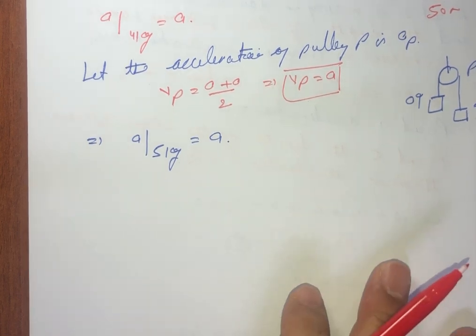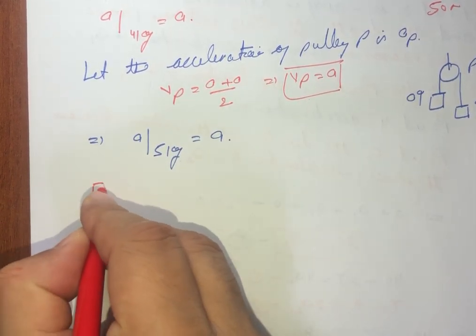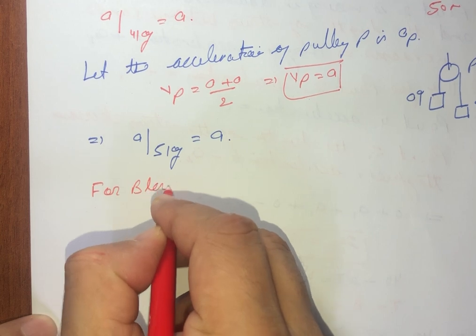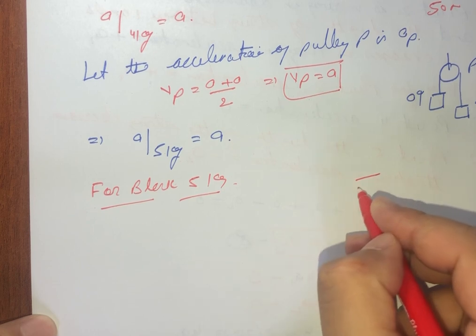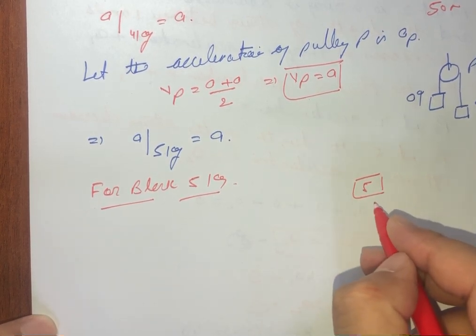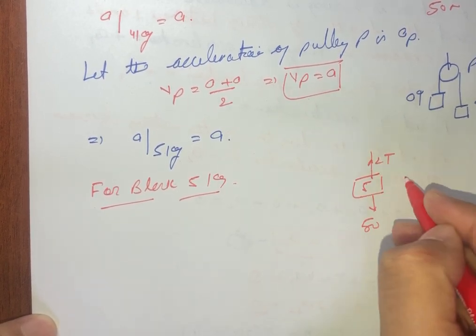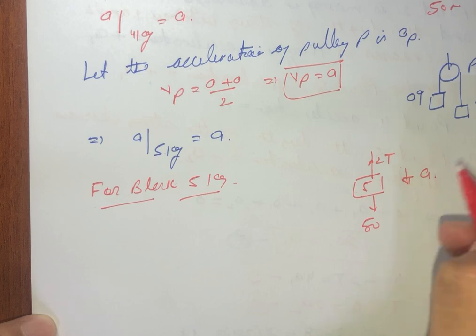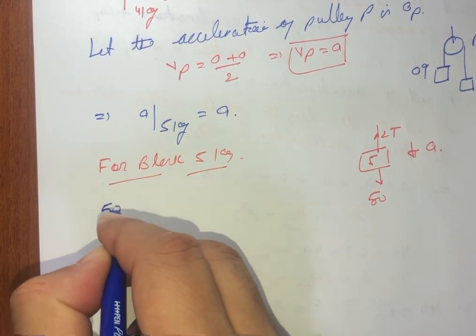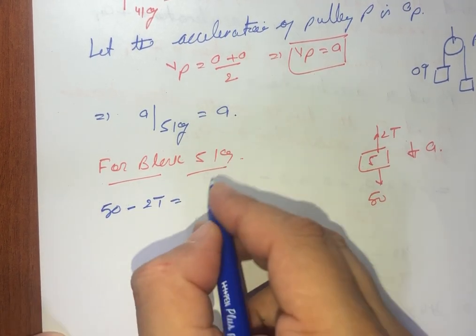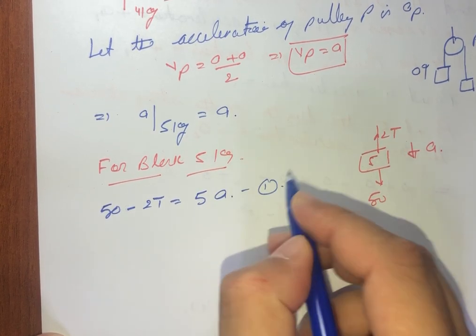Let us solve it one by one with the free body diagram. For the block of 5 kg, downward is 50 and upward we have 2T, and it is moving in the downward direction with acceleration A. You can see that 50 minus 2T is equal to 5A. Let us call this equation number 1.